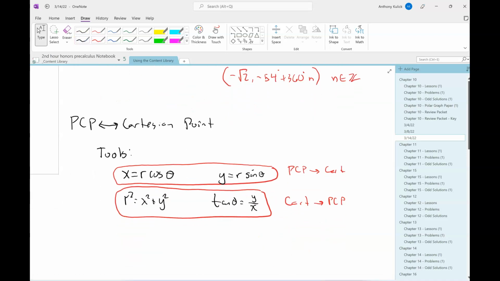And these are all things we recognize, right? The first two are just one of the old definitions of sine and cosine. Remember, cosine was x over r and sine was y over r, just rearranged. And the second two are just our definition of the Pythagorean theorem and then the tangent definition from the unit circle. So, no big deal.